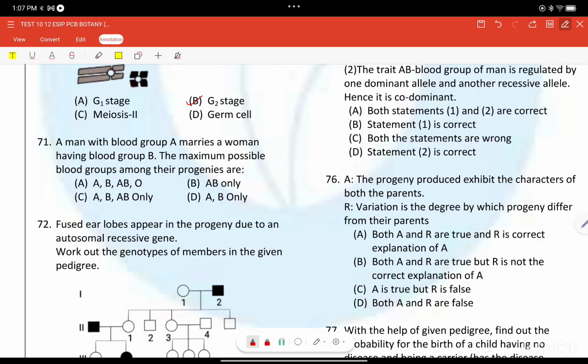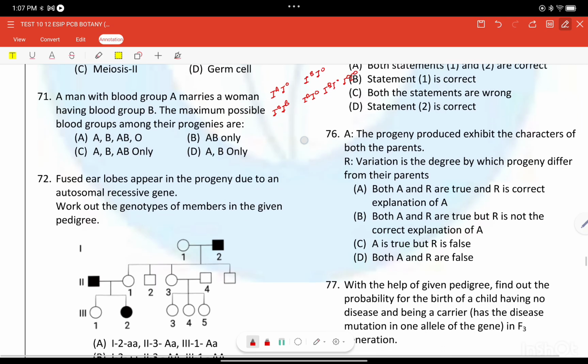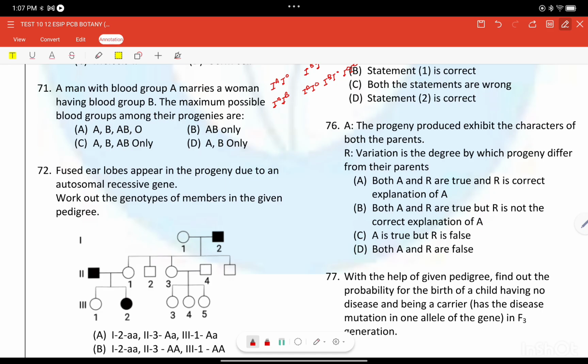A man with blood group A married with a woman with blood group B. The maximum possible type, you have to consider heterozygous condition. So it can be AB blood group, A blood group, B blood group and O blood group. So all the types are possible. Answer is A, B, AB and O.